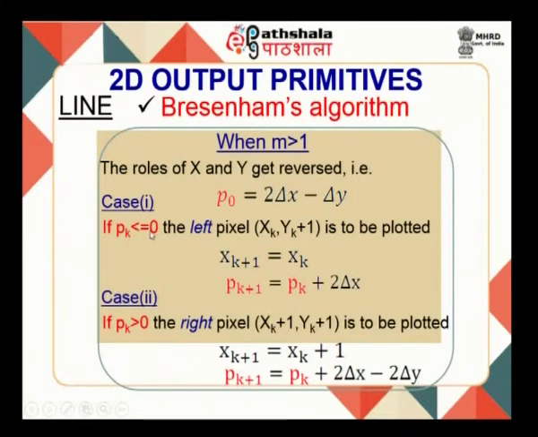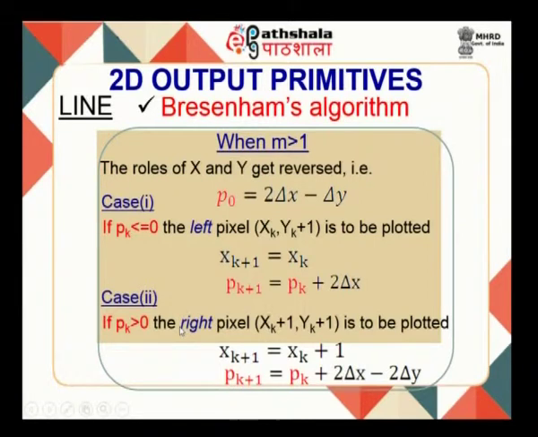For the m greater than 1 case, if p k is less than or equal to 0, y will be incremented by 1 unit. So, we do not have to worry about y; it always gets incremented by 1 unit because m is greater than 1, while x is to be decided, whether it is x k or x k plus 1. Because the sign is less than or equal to 0, it indicates that the left pixel is closer to the theoretical position. So, that is x k.